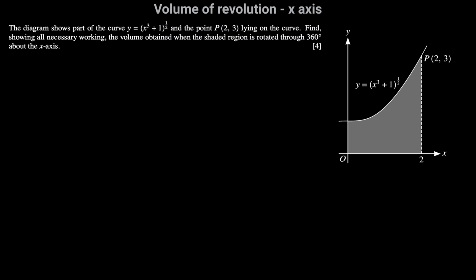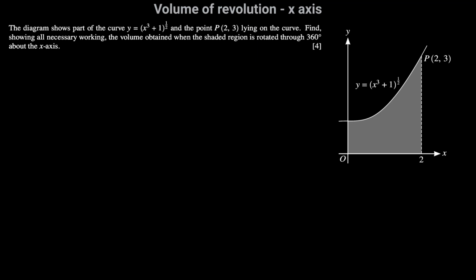The question says, the diagram shows part of the curve y is equal to (x cubed plus 1) to the power of 1/2. So here we have part of the curve y is equal to the square root of x cubed plus 1, and the point P that has coordinates (2, 3) lying on the curve. So here we have the point P. Find, showing all necessary working, the volume obtained when the shaded region is rotated through 360 degrees about the x-axis.